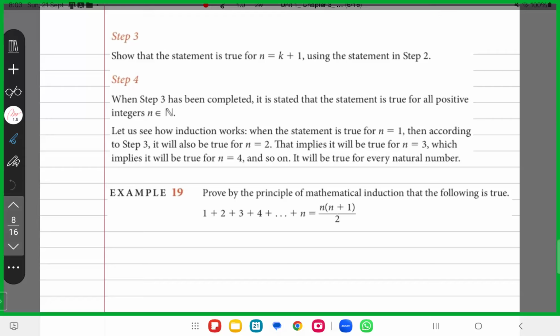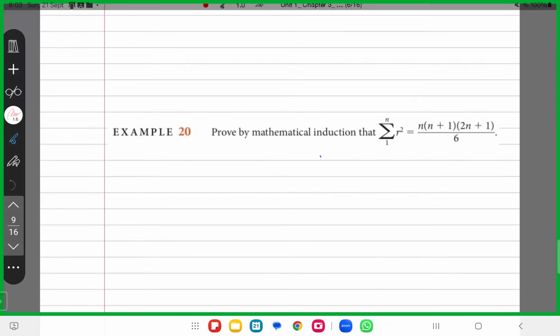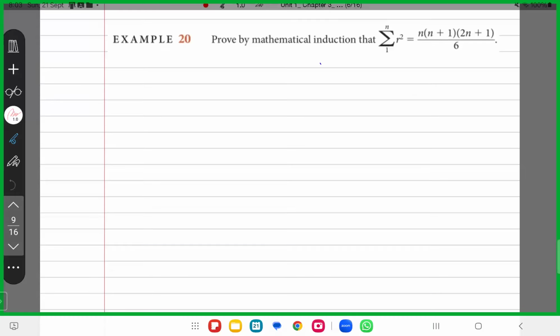All right, I'm skipping 19. I'll get back to it. I'm going to do 20. Now, example 20 says, prove by mathematical induction that the sum of the squares of the first n natural numbers is equal to n into n plus 1 multiplied by 2n plus 1, all divided by 6.